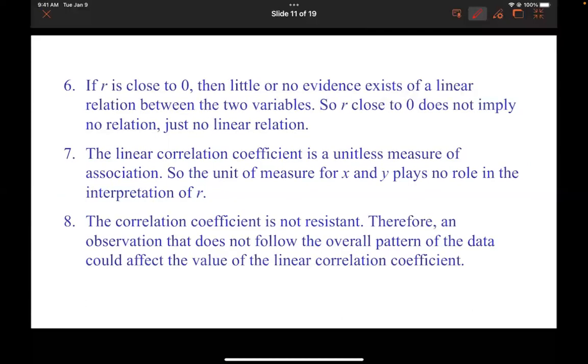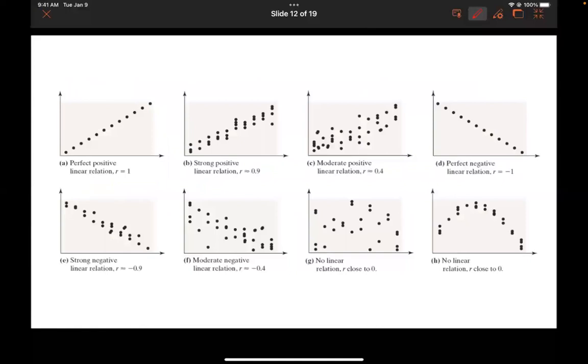See, I told you that was a lot of words for not very much stuff. Okay, here are examples. Letter A, perfect positive linear relation.